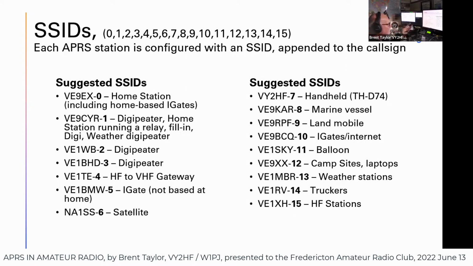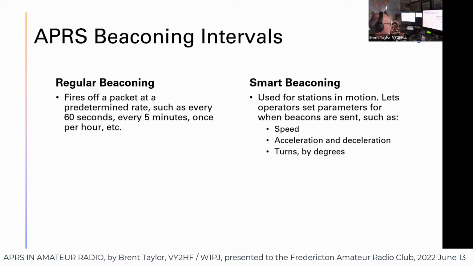In my case, I'm a land mobile in the example I showed you earlier. So I was VY2HF-9. Now, how do my beacons get out there from my car? Well, there's two ways to do it. I can set up my APRS configuration to beacon at a regular interval rate, in which case every minute, every 5 minutes, whatever I choose, a packet will get shot off. If I happen to be in a dead spot at that moment and the packet leaves and it doesn't get anywhere, that will be a missing packet that never gets seen by anybody, so I may vanish for 2 or 3 of those hops if I'm in a bad spot.